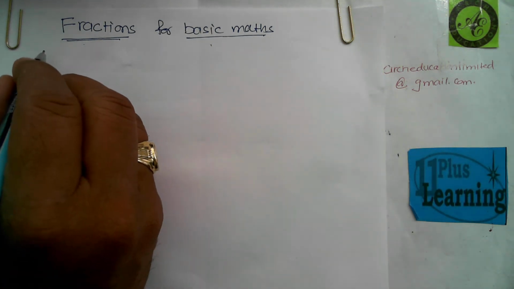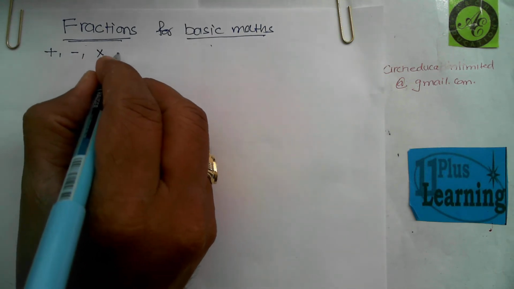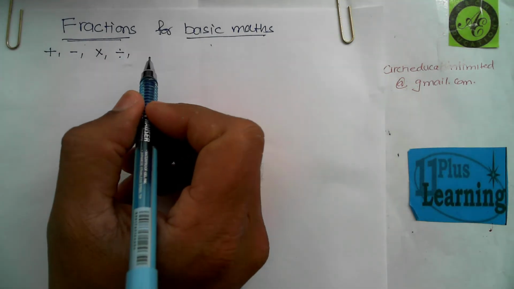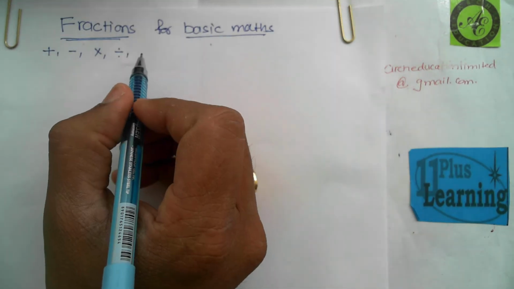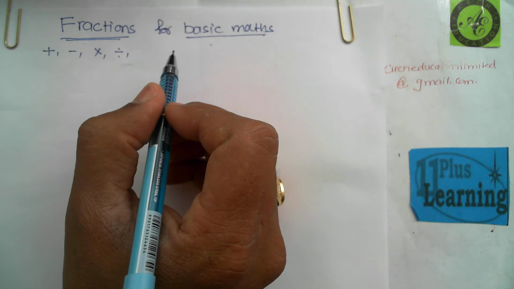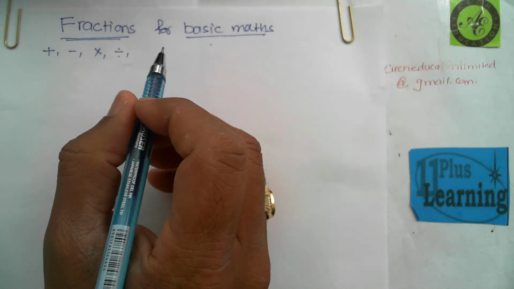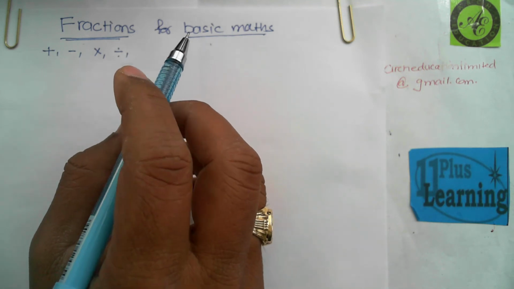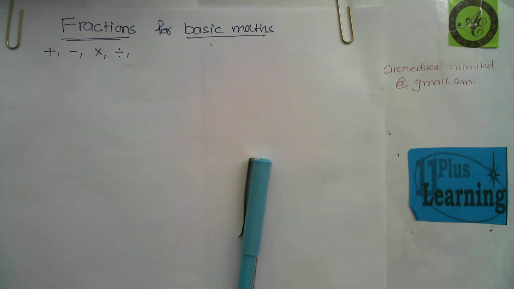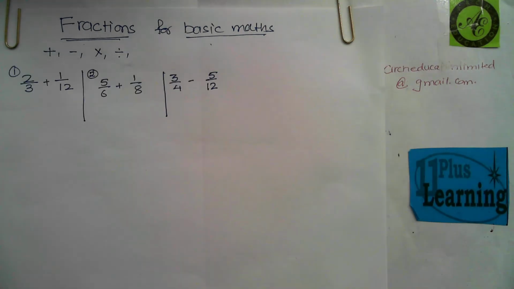We start with 4 operations: adding, subtracting, multiplying and dividing. Then we talk about certain conversions, fractions into percentage, fractions into decimals, and vice versa. And then we talk about the mixed numbers, simplifying, and everything we can work in simple basic fractions. Okay, so we start with few questions which will be on 4 operations: adding, subtracting, multiplying, dividing.